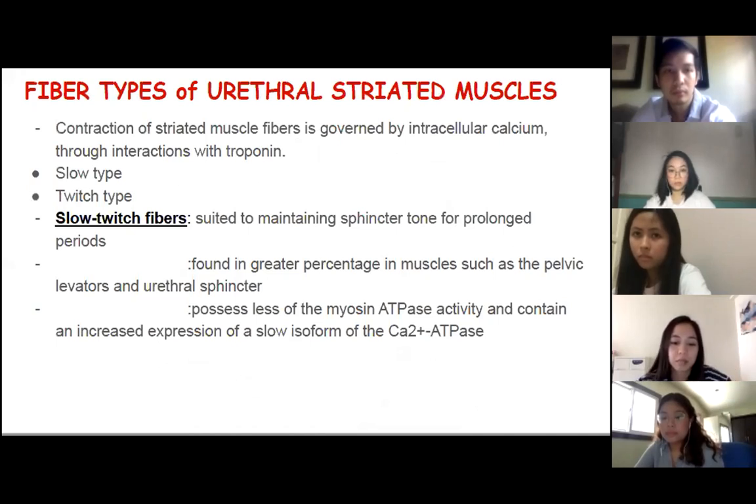For the fiber types of urethral striated muscles, the contraction of striated muscle is governed by intracellular calcium through interactions with troponin. It is classified as the slow type and twitch type, and the twitch type is further classified as slow twitch and fast twitch. The slow twitch fibers are suited to maintain the sphincter tone for prolonged periods and are found in greater percentage in muscles such as the pelvic levators and urethral sphincter. They possess less myosin ATPase activity and contain an increased expression of a slow isoform of the calcium ATPase.